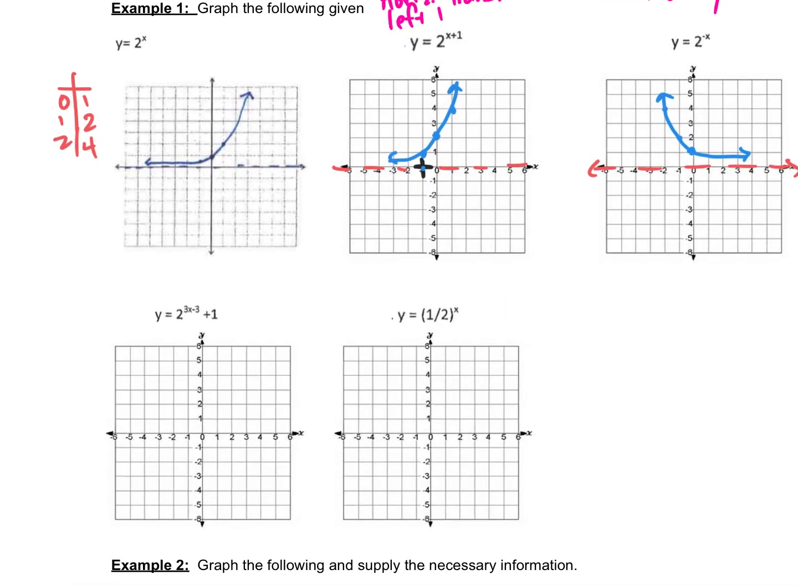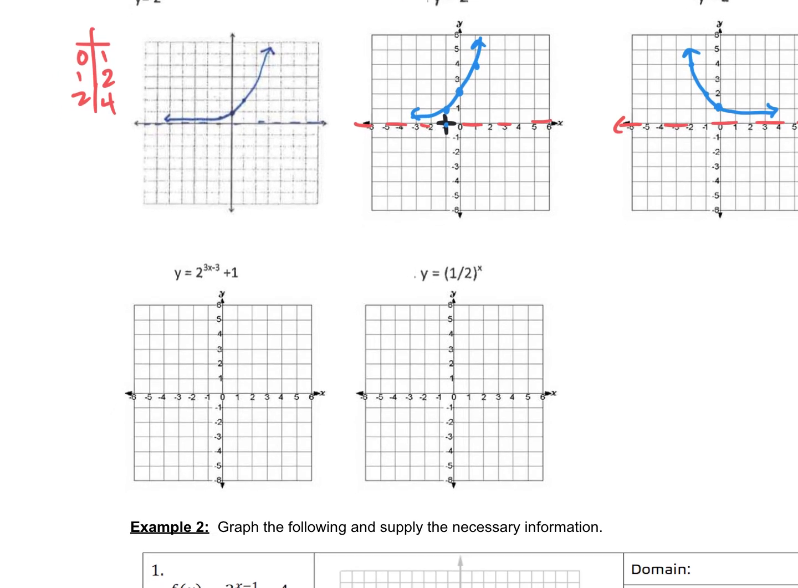All right, let's look at this next one. He's kind of mean. There's a lot going on there. This one's going to change my asymptote. How do we know? There's a vertical translation. So we've got a vertical translation up 1, and that's going to move my asymptote.